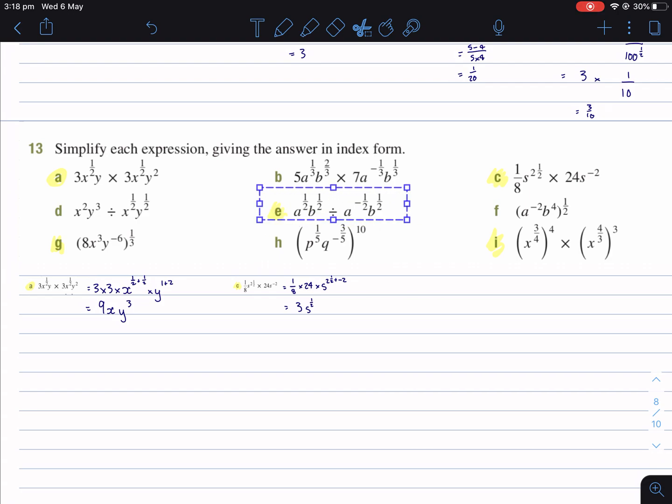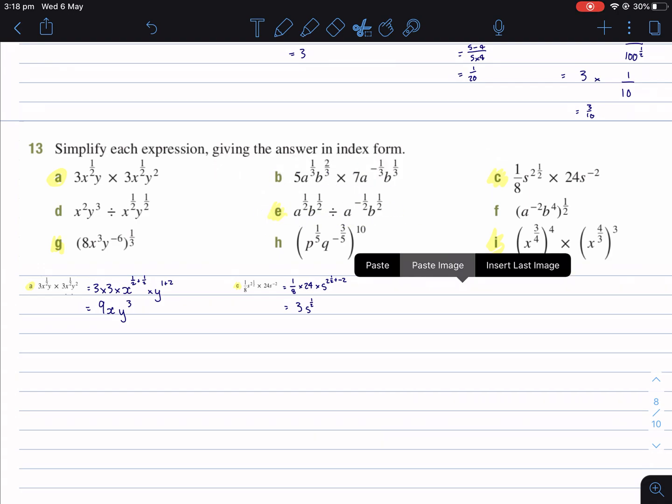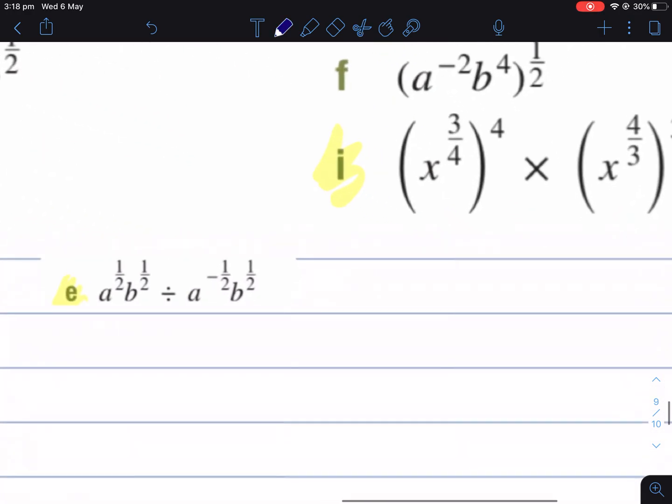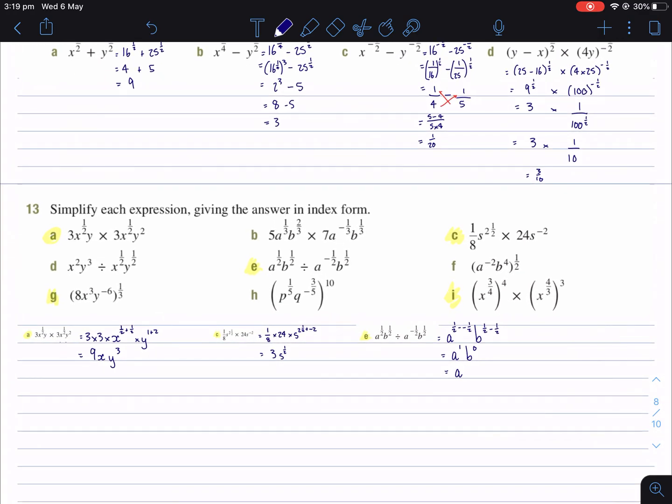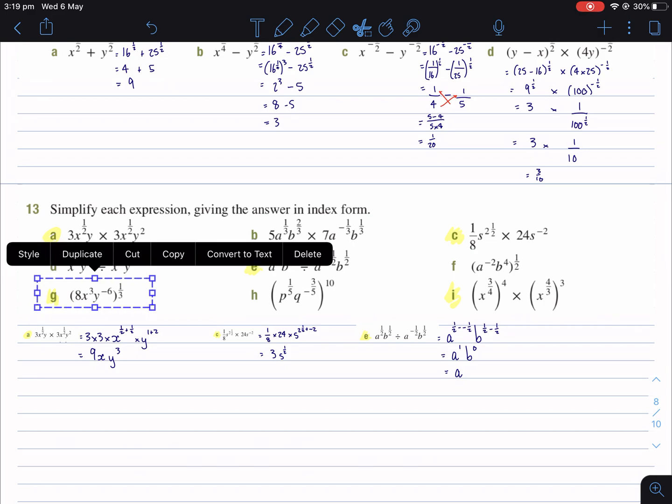E. So we've got a to the half minus negative a half, because it's divided. B to the half minus a half. So half minus negative a half is 1. So we've got a to the 1, b to the 0. So it's just a. Because anything to the 0 is 1. And anything times 1, you don't bother.